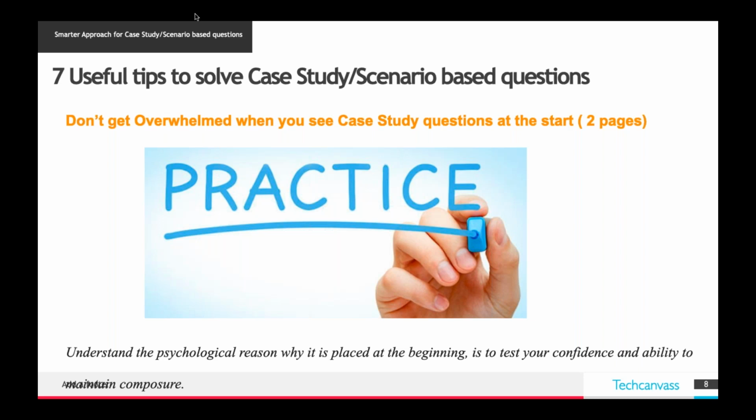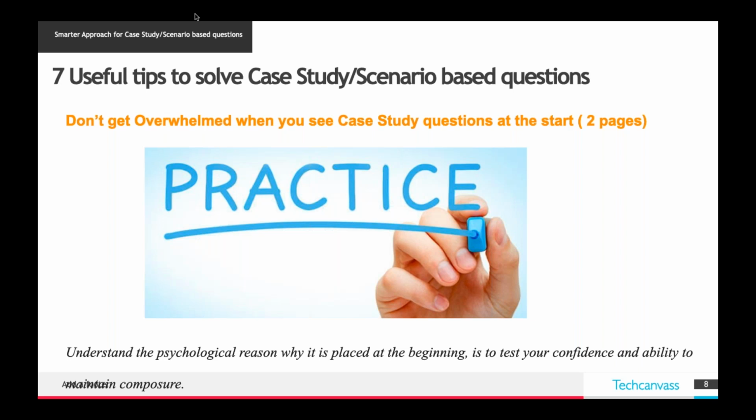For case study based questions, don't waste your time reading all the text, because you will spend around 5 to 8 minutes reading all the context. Rather, first skim through the content to see what the problem statement is. Skim through both pages in maybe 30 or 45 seconds. Then read the first question and understand what they are asking.